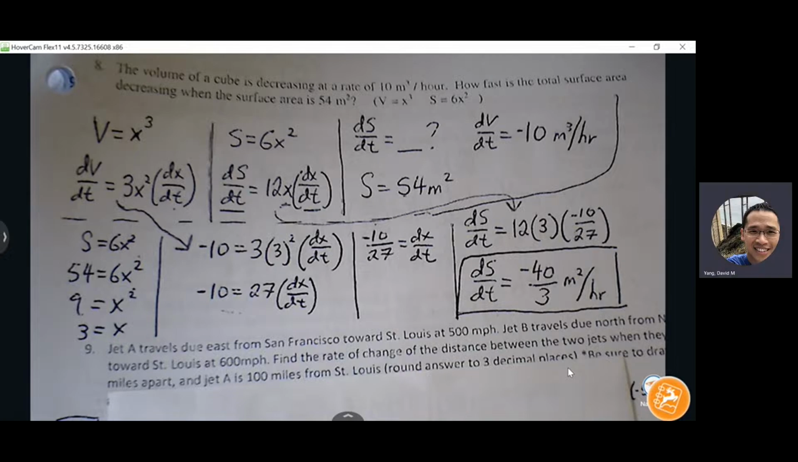Any questions? Great. Okay, skip number 9 and try number 10. Guys, the key is included in your packet, so you can always double check your answer.